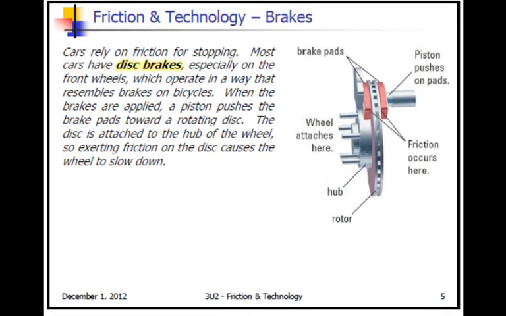Cars rely on friction for stopping. Most cars have disc brakes, especially on the front wheels, which operate in a way that resembles the brakes on a bicycle that we talked about earlier. When the brakes are applied, a piston pushes the brake pads toward a rotating disc. The disc is attached to the hub of the wheel, so exerting friction on the disc causes the wheel to slow down.